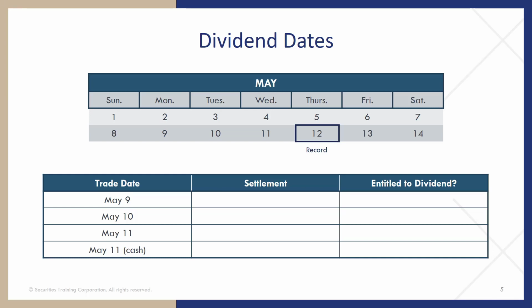Now let's look at an actual example. On this slide we have the month of May. The record date established by the board of directors is Thursday, May 12th. So when would be the ex-dividend date? Well, the slide before said 1 business day prior to the record date. So if we looked at that, that would be the 11th of May, the day before.